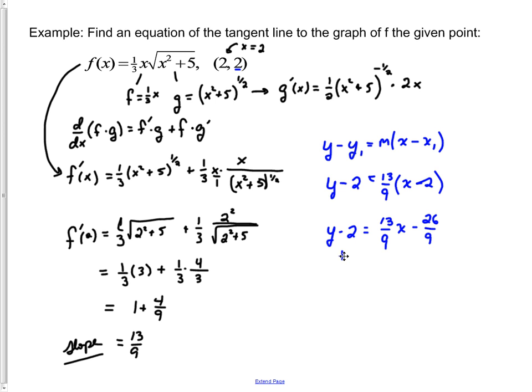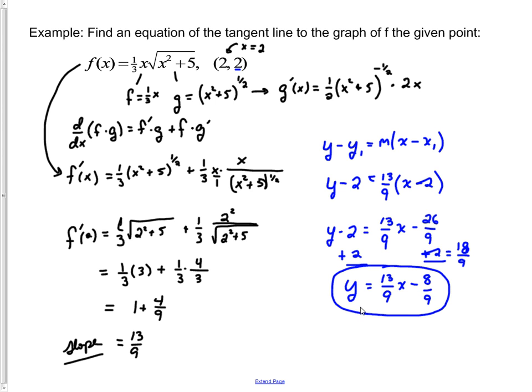But we're going to be adding 2 to both sides, so add 2, right? A little fraction action here, not going to hurt anybody. y will equal 13/9 x minus, let's see, 2, that's 18/9, right? To get that common denominator, 18/9. 26 minus 18 is 8, right? So minus 8/9. And so if we wanted to express it in the form of the equation of the line, here's our equation: y equals 13/9 x minus 8/9, and we're done.